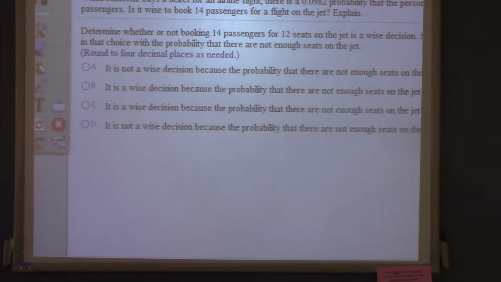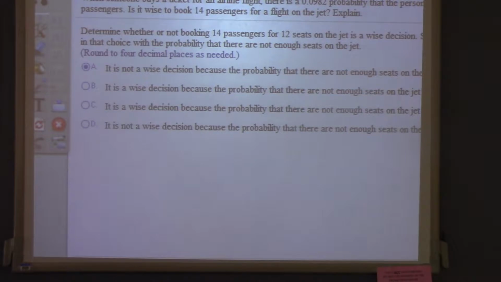I know that mathematically the 0.5939, I know that's right, but I don't think it's wise with a 60% chance that they're going to show up. So, okay, let's read the question. Is it wise? Is it not wise? Oh, it is. I'm sorry. It is not wise. That's one I'm going to go with. A or what? D. Because the probability that there are not enough seats on the plane is 0.69 or 0.59. That's what I would say. So overbooking is not. Okay, I think it's A.